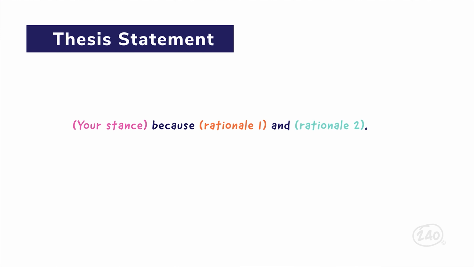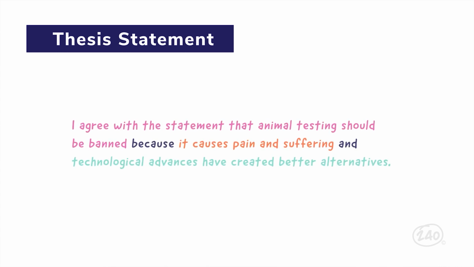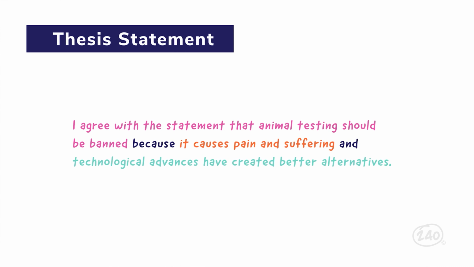For example, in response to that prompt about animal testing, your thesis statement could be, I agree with the statement that animal testing should be banned because it causes pain and suffering, and technological advances have created better alternatives. Then each of those reasons you stated in your thesis will become a focus of a body paragraph. The best way to prepare for this is to respond to a practice prompt. I've got one for you right now.